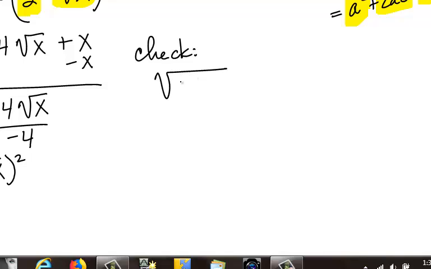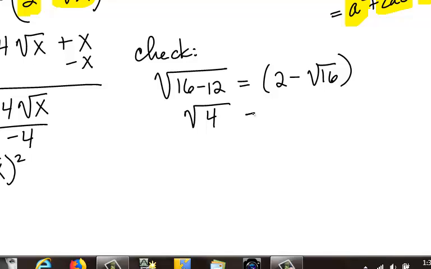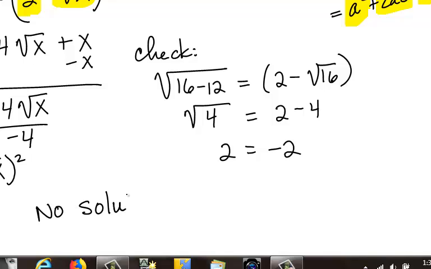So you go all the way back to 16 minus 12 equals 2 minus radical 16. So 16 minus 12 should be 4. 2 minus 4, so you get 2 equals negative 2. No, so it does not check. So there is no solution.